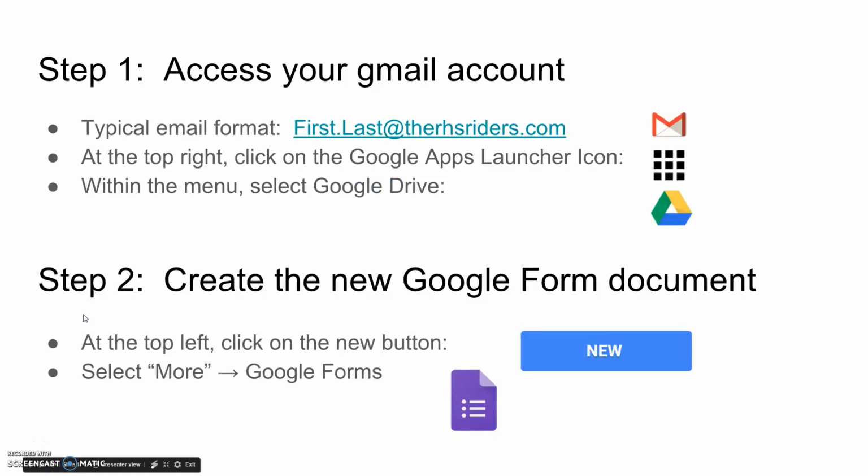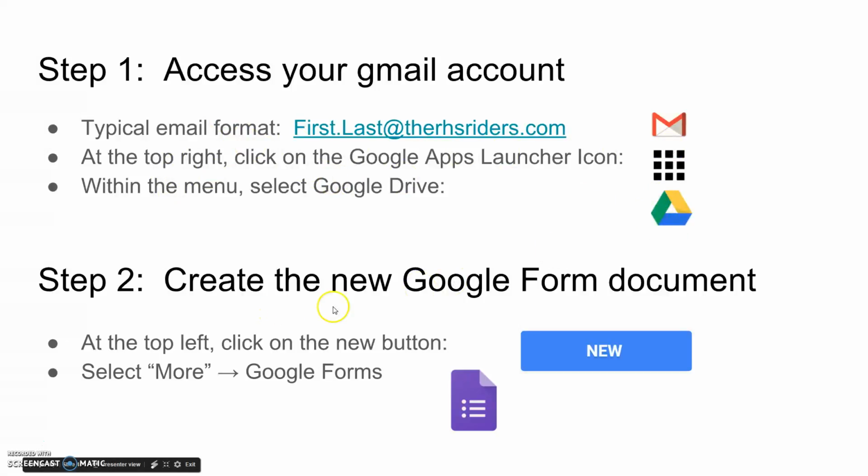So the first step is to access your Gmail account. We'll start by entering our typical email format, first name, last name at therhswriters.com with a period, probably. And then at the top right, you will click on the Google Apps Launcher icon. Looks like this 3x3 grid of squares. And then within the menu, select Google Drive.